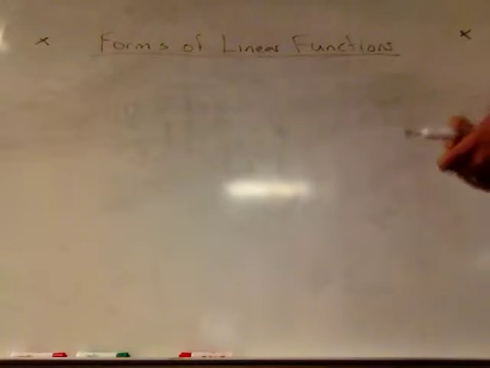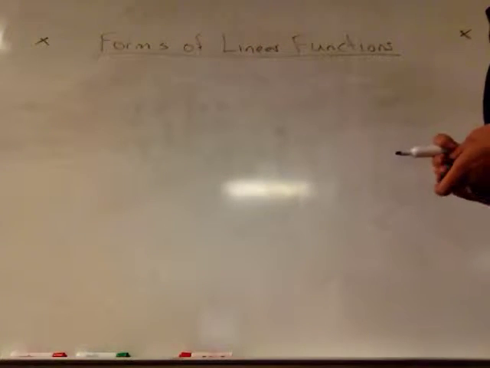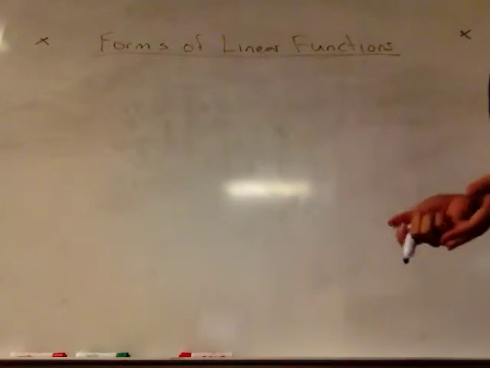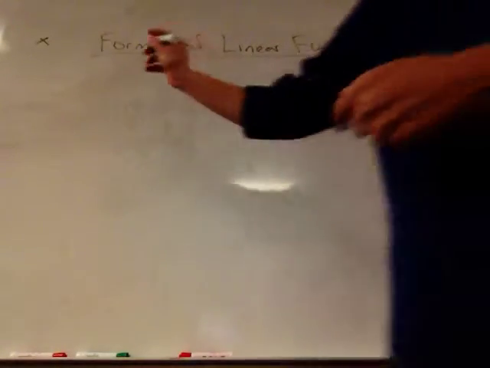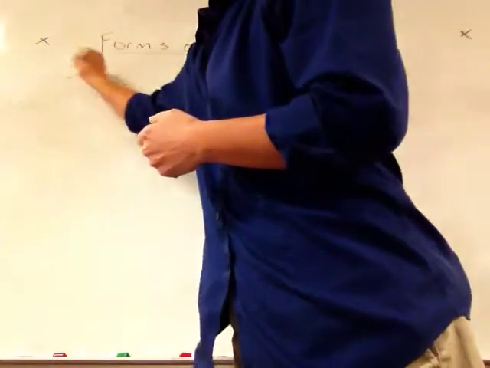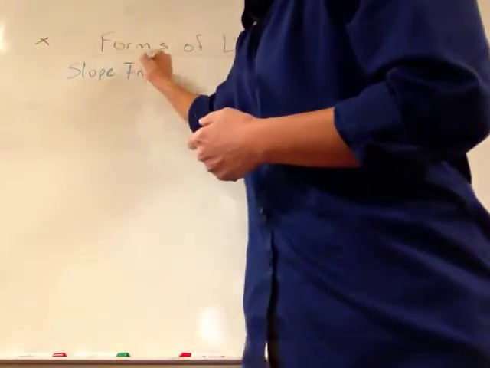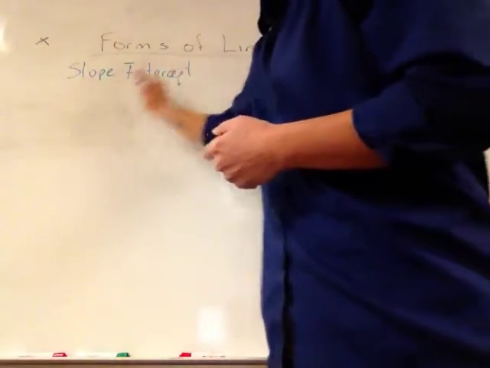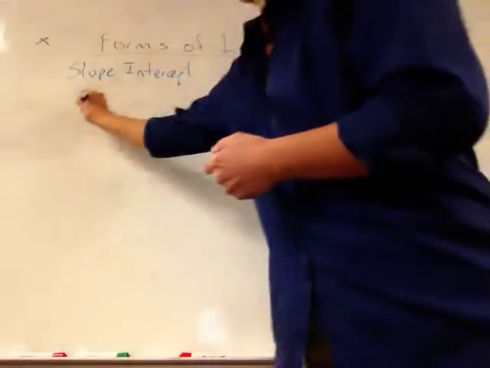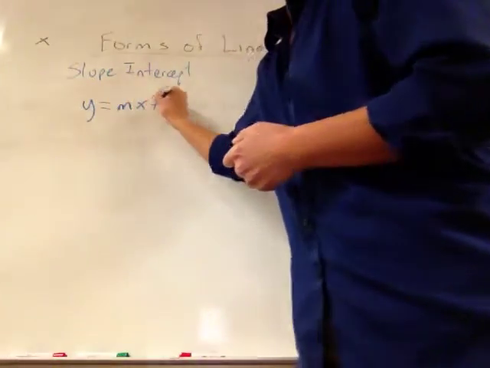So in this unit, we're going back to linear equations again. And linear equations come in multiple forms. The first form that you're actually familiar with that we've talked about in the big race is slope-intercept form. Slope-intercept form is y equals mx plus b.